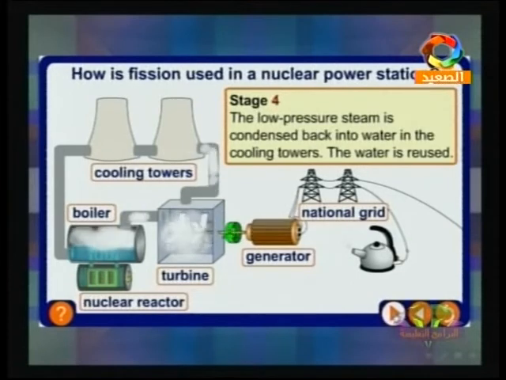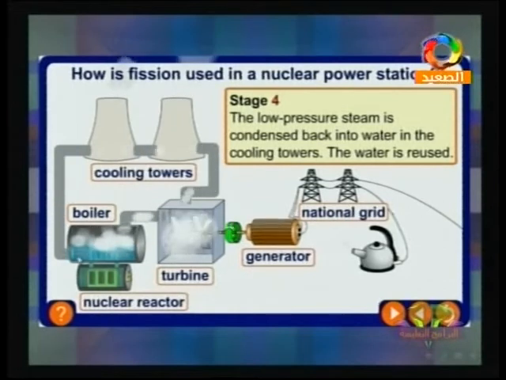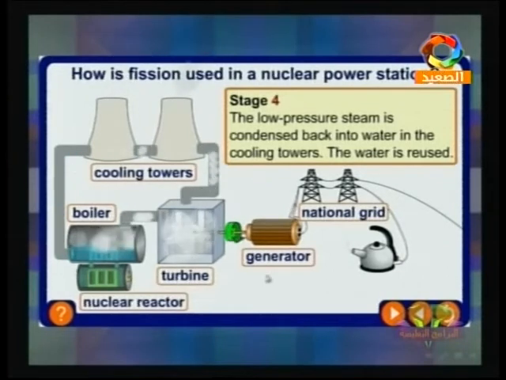And we have another thing that happens. A part of this water vapor moves away from the reactor by the cooling towers or cooling system. This cooling system makes the condensation of the water to move it again to the boiler. It is a small cycle between the cooling towers and the boiler. So in the nuclear power station, the low pressure steam is condensed back into water in the cooling towers. The water is reused.